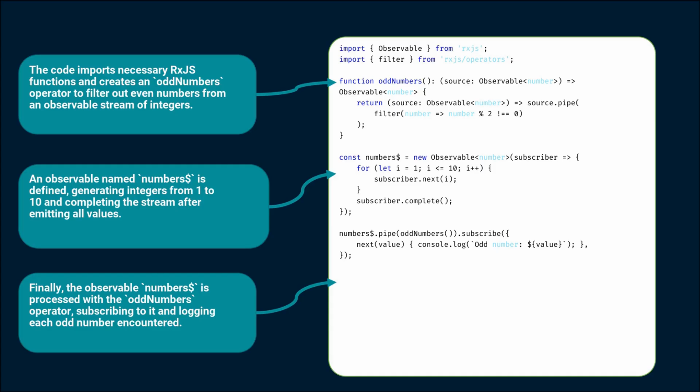Next, we create a new observable called numbers$, which emits a sequence of numbers from 1 to 10. This observable employs a subscriber to generate the values, which will be sent to any observers once the observable is activated. Now, by piping the oddNumbers custom operator into numbers$, we can process this stream and filter out the even numbers seamlessly. When we subscribe to this modified observable, each odd number emitted will trigger the provided next function, allowing us to log only odd numbers to the console. This demonstrates how custom operators can enhance code modularity and clarity in handling streams of data in a reactive programming context.